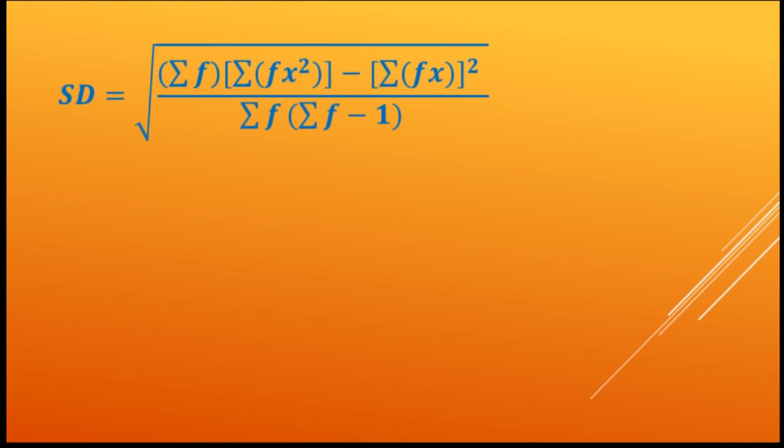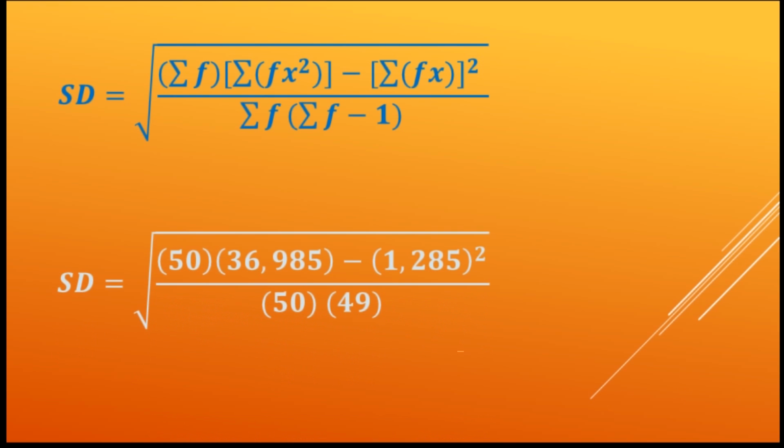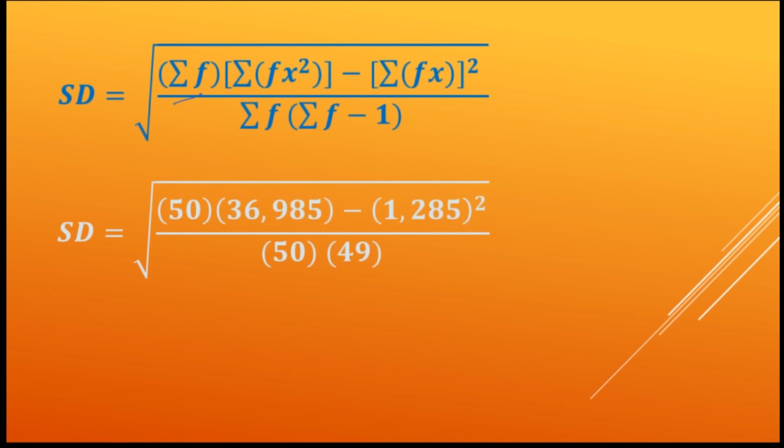After getting the summation, let us go back to our formula and identify the values that we will substitute. Substituting the values, summation f, we have 50. Summation of fx squared, we have 36,985. Subtract the square of the summation of the product of the frequency and the class mark, 1,285, divided by summation f, again that is 50, and summation f minus 1 is equal to 49.